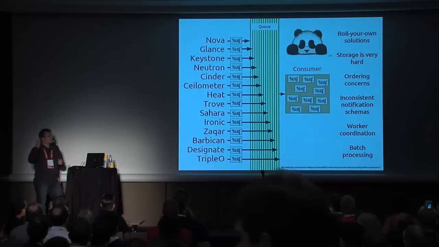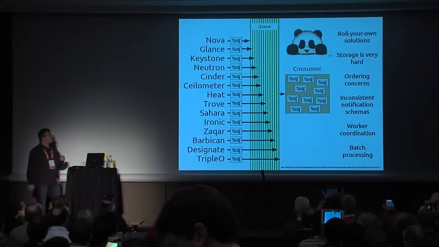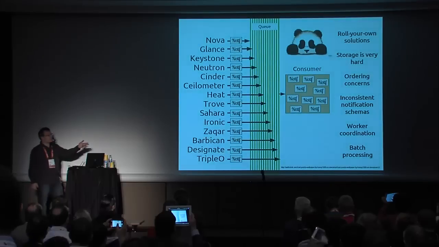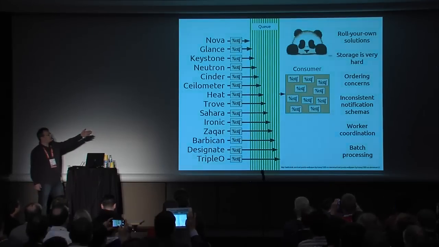So we want to be able to consume that. The problem that we see is that a lot of people who want to consume this information end up rolling their own solution. So they'll make their own consumer to read from the queue.